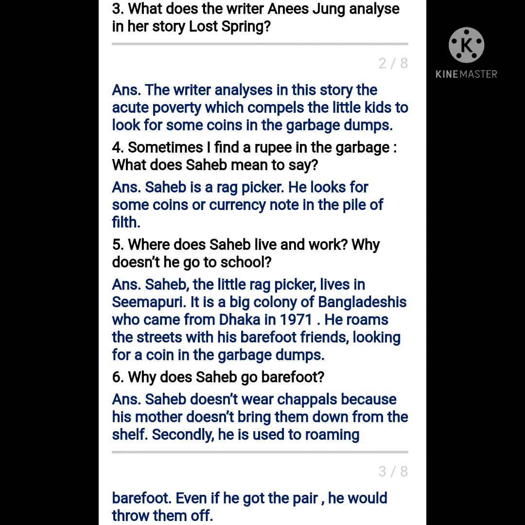Question number 6. Why does Saheb go barefoot? Answer. Saheb doesn't wear chappals because his mother doesn't bring them down from the shelf. Secondly, he is used to roaming. When he got a pair, he would throw them off.